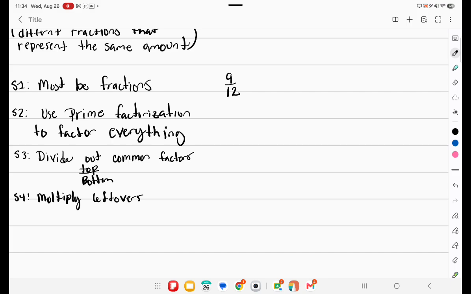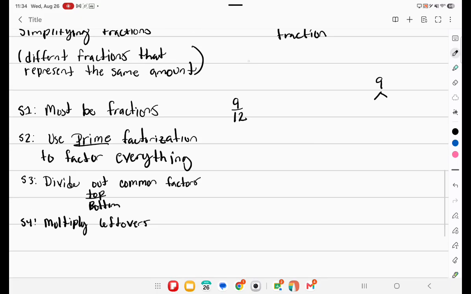Now, step two, it says use prime factorization to factor everything. We already learned this. We came to the side and we started factoring both numbers. Now, prime factorization. Somebody remind our people that couldn't be here, what are the prime numbers? Let's put that on top. What's the first one? Everybody remember? 2. What else? 3, 5, 7, 11, 13, 17, and 19. We know there's more.